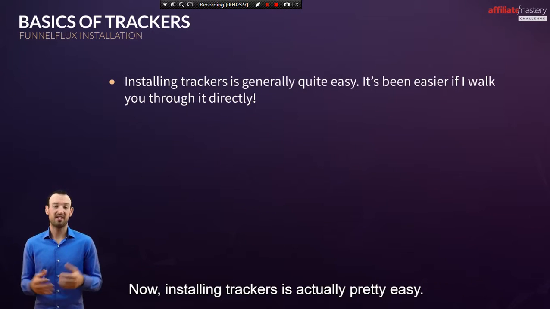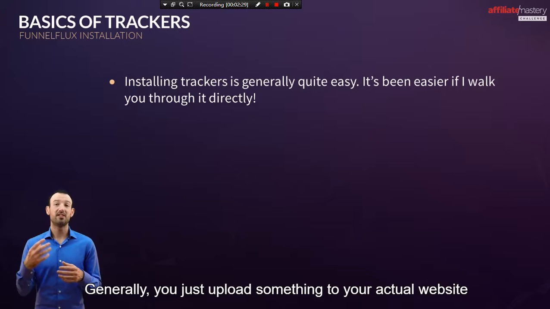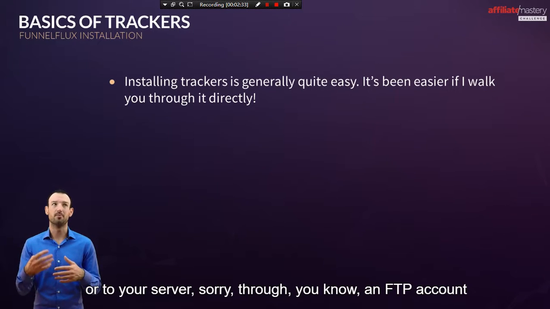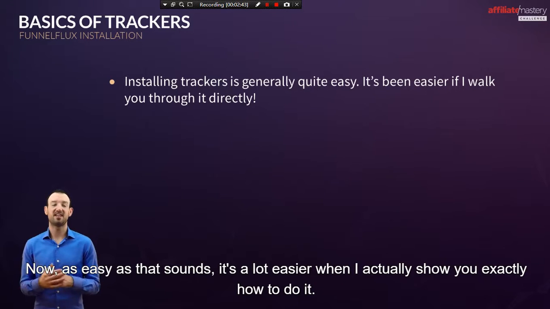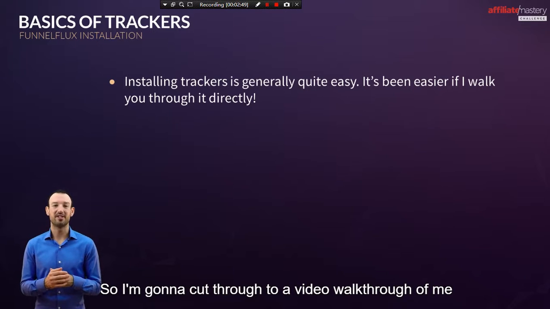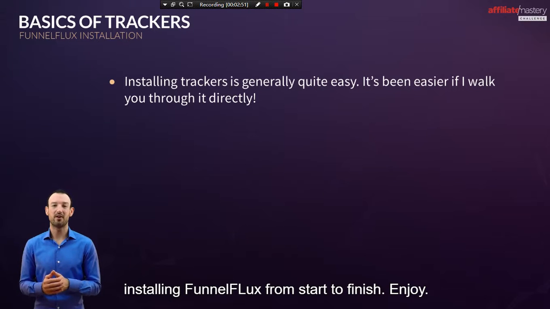Now, installing trackers is actually pretty easy. Generally, you just upload something to your actual website, or to your server, through an FTP account. And then you extract things and you run some sort of installation script and away you go. Now, as easy as that sounds, it's a lot easier when I actually show you exactly how to do it. So I'm going to cut through to a video walkthrough of me installing Funnelflux from start to finish. Enjoy.